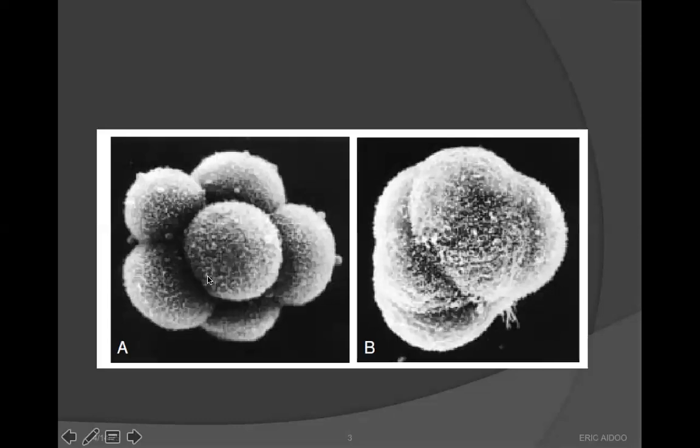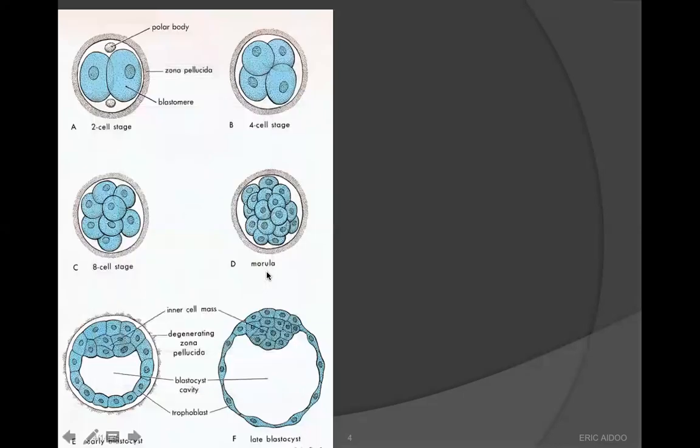So this is a scanning electron micrograph showing how the blastomeres appear, like balls. So again, that is a 2-cell stage, 4-cell stage, 8-cell stage, morula, with the blastomeres there, and then you have the inner cell mass, blastocyst cavity, and that is the inner cell mass.